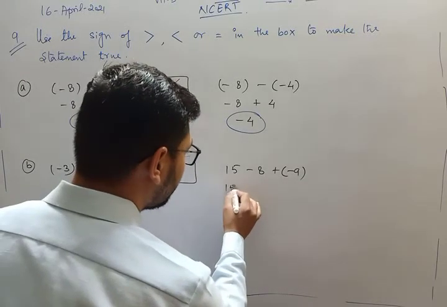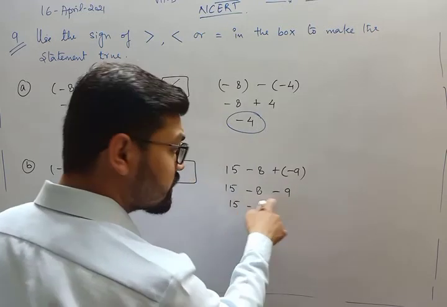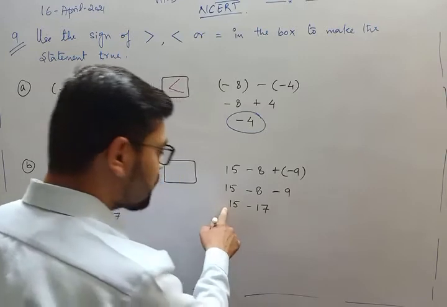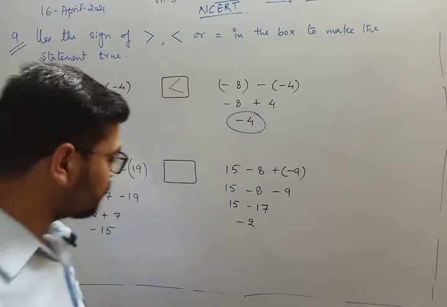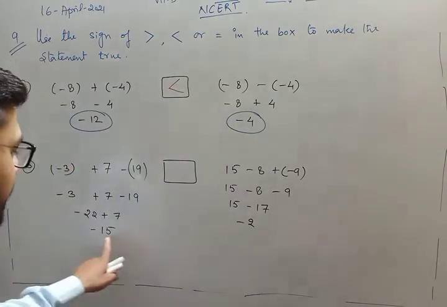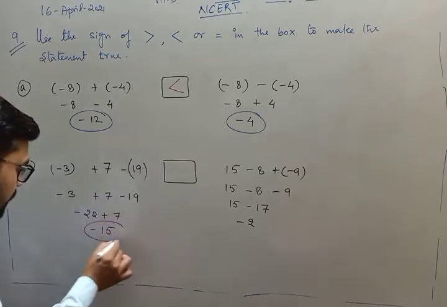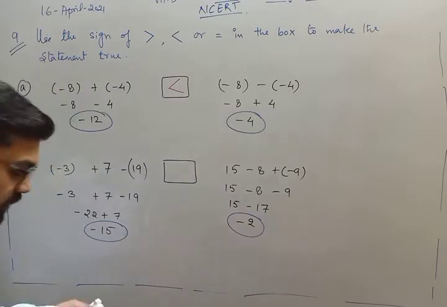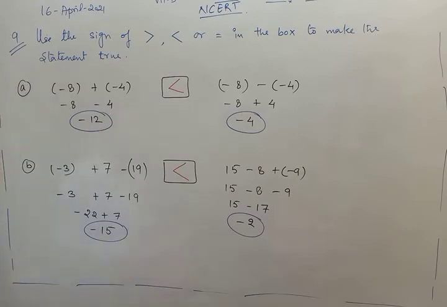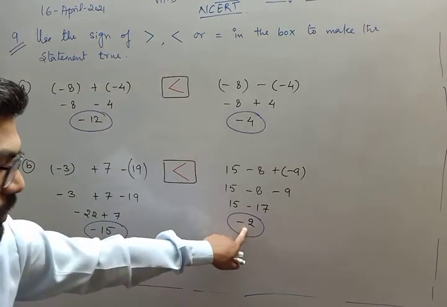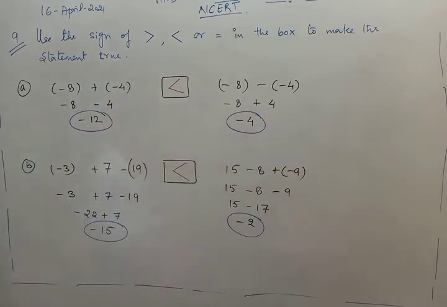So 15 minus 8 plus minus minus 9. 15 minus 8 minus 9 is minus 17. This is positive, this is negative, overall subtraction will be there, minus 2. Again, you can see minus 2 is greater than minus 15. This is minus 15 and this is minus 2. So you can say minus 2 is greater than minus 15. So again, my greater than sign will be used for minus 2. Minus 2 is greater than minus 15. Similarly, minus 4 is greater than minus 12. Please note it down fast.